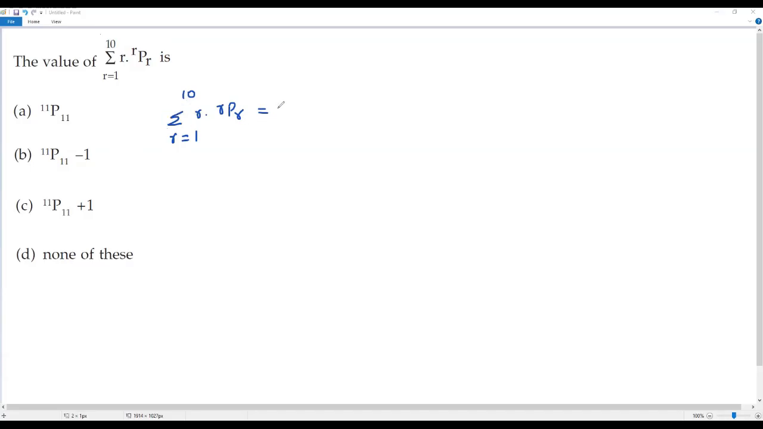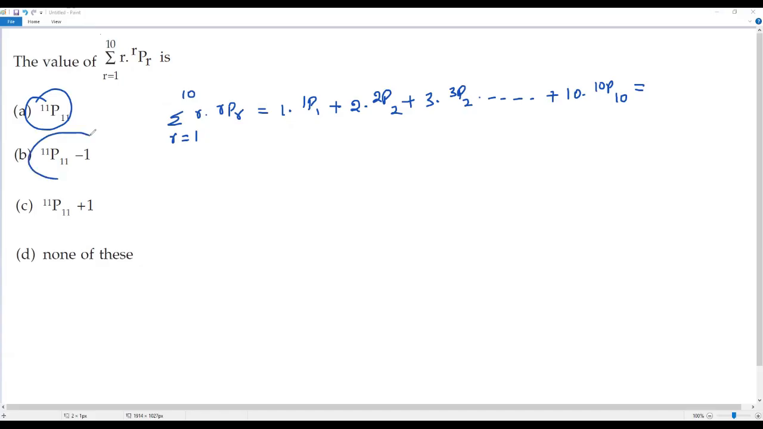When I plug in r equal to 1, I get 1 times 1P1. When I plug in r equal to 2, I get 2 times 2P2. And when I plug in r equal to 3, I get 3 times 3P3. It keeps going up to when I plug in r equal to 10, that is 10 times 10P10. We don't have to evaluate this one. We just have to find whether it is equal to 11P11, or 11P11 minus 1, or 11P11 plus 1.